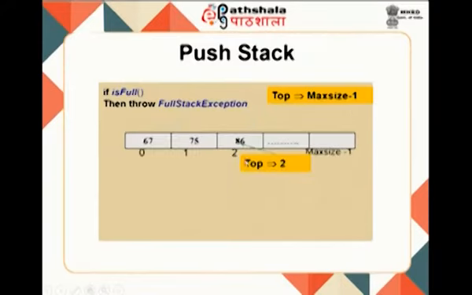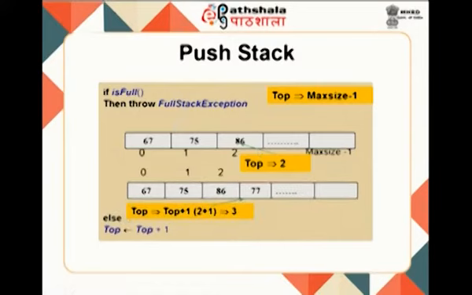So, this is the top is equal to 2. Now, I want to increment. So, what I do, top is equal to top plus 1. So, that is 3, and what I do, S of top is equal to whatever data I want to enter. So, here S of top is equal to 77. So, now I have this. So, this is the push stack operation.